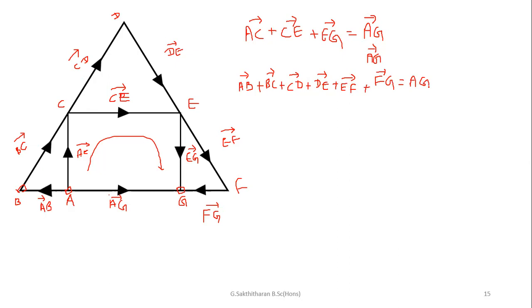So the total number of vectors is 3 AG here: AG and AG and AG. So finally we get 3 AG as the resultant in this figure. So the resultant vector is 3 AG. Now, can you understand this? Yes, sir.